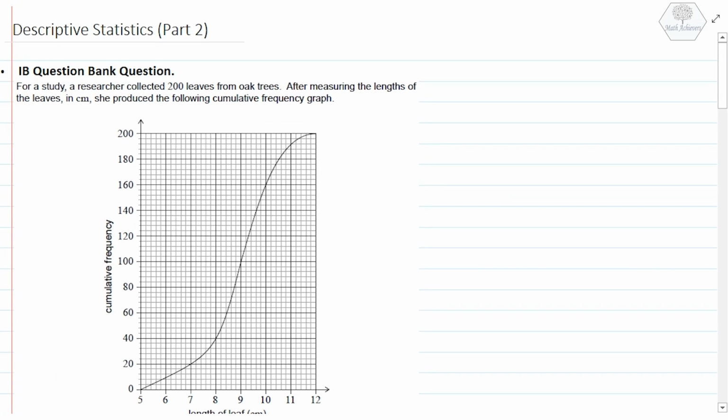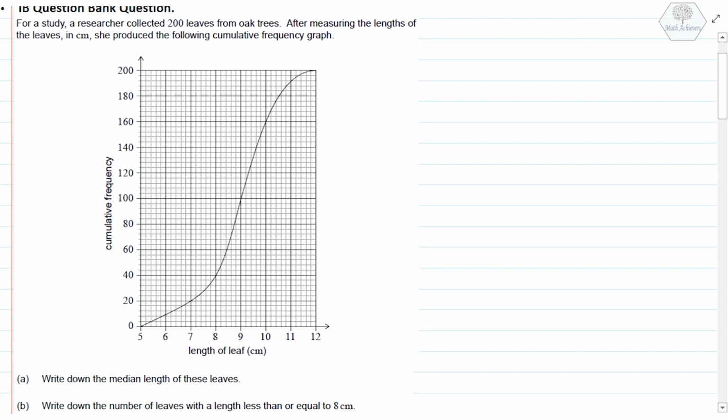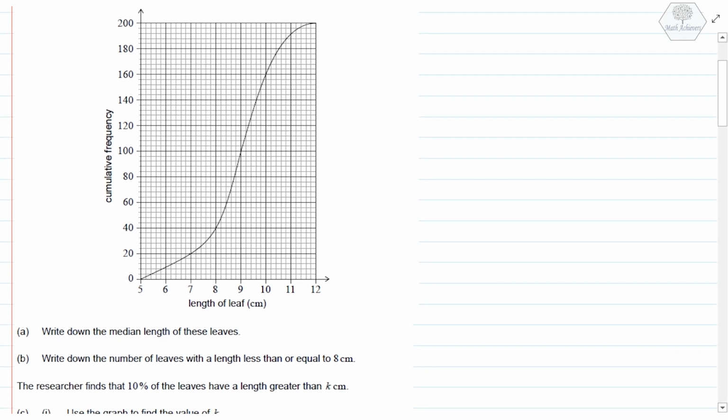Now, let's solve a question from the IB Questionbank. For a study, a researcher collected 200 leaves from oak trees. After measuring the lengths of the leaves in centimeters, she produced the following cumulative frequency curve, and we have this cumulative frequency curve. If you can realize, it has an S shape. For part A of the curve, we need to write down the median length of these leaves.